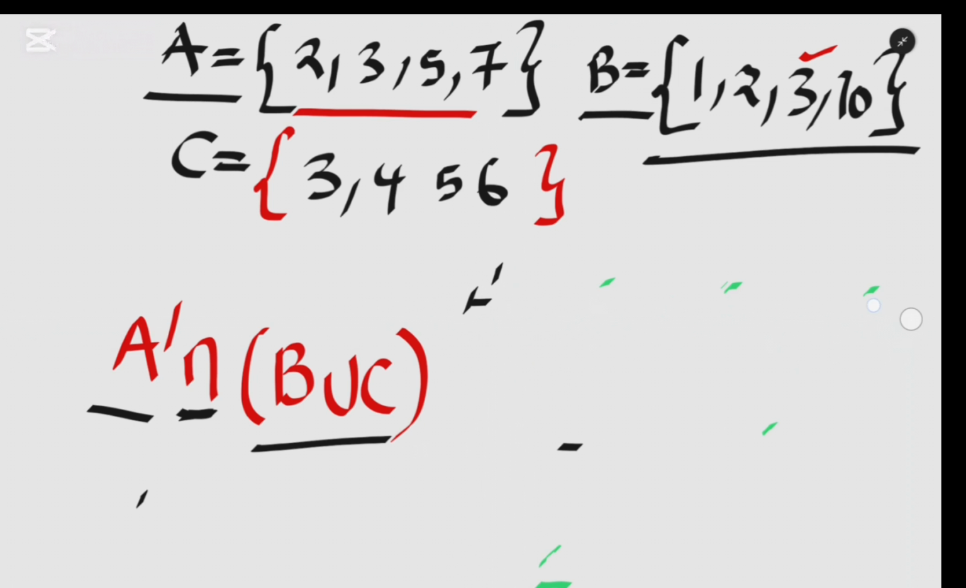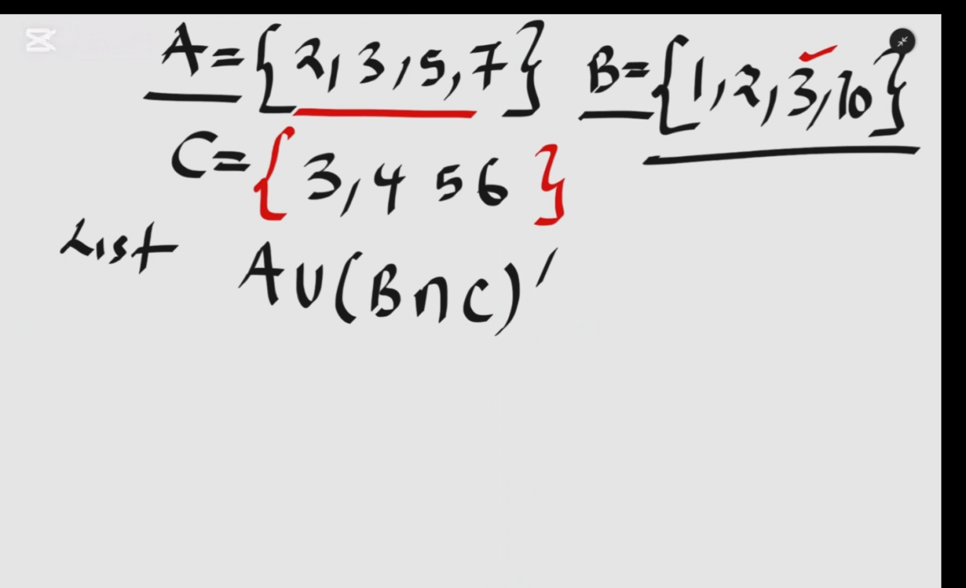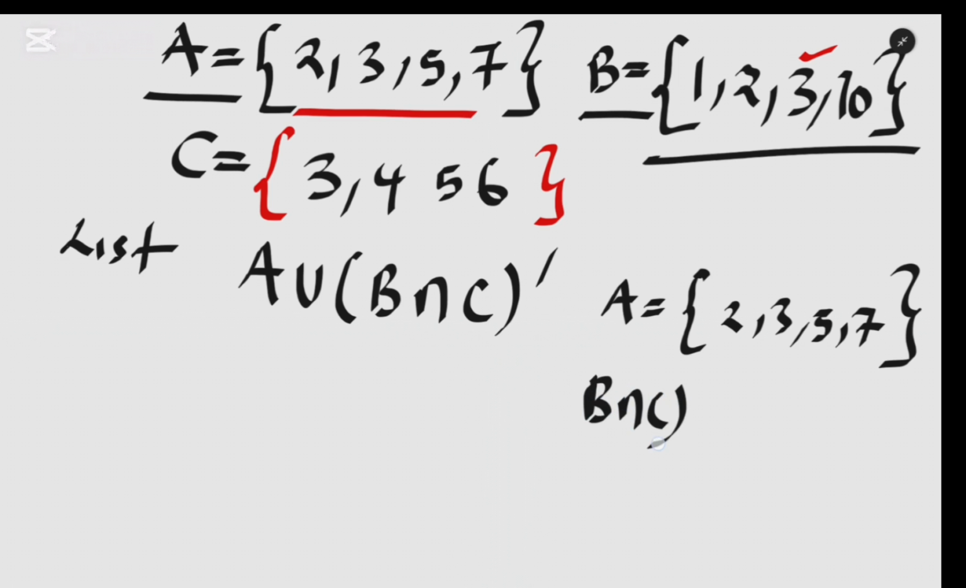So this time around, let us have this set. So you're saying list A union B intersection C complement. Okay. So like I said, you break it in parts. So the first part, we are going to list A. So set A. This is not A complement, just set A. And we already have it. So set A is just 2, 3, 5, 7.